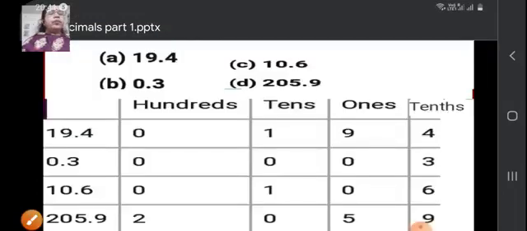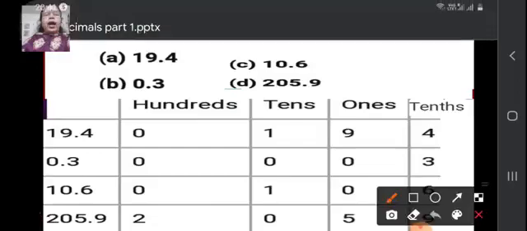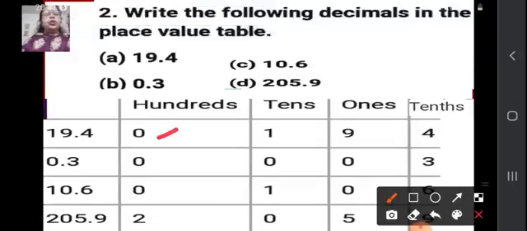Now, second question, write the following decimals in the place value table. A, 19.4. Do we have hundreds here? No. So, 0 here. How many tens? We have 1 tens. How many ones? 9. And how many tenths? It is 4. Then 0.3.